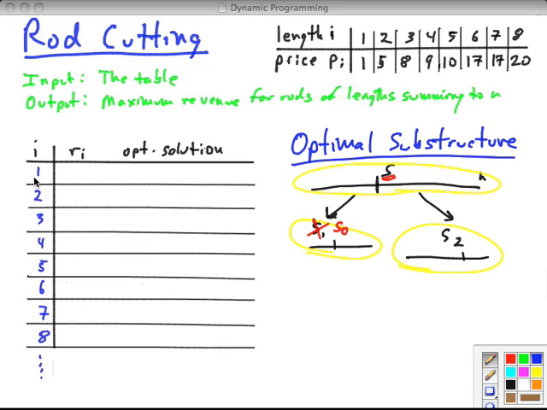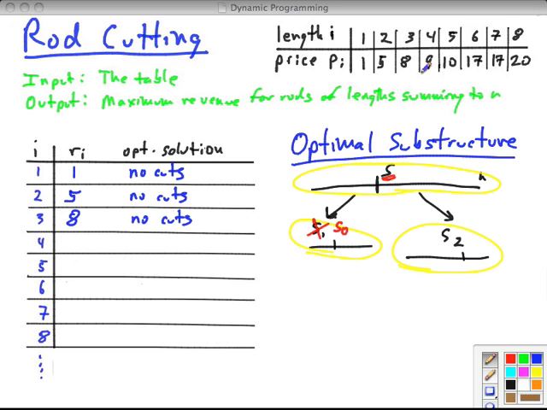Size 1, of course, the revenue we have up here is 1 and there are no cuts. Size 2, we look up here and the revenue is 5, and we can look back in our table here and say if we cut it into 2 ones we get 2. So we're going to leave it at 5 with no cuts. Problem of size 3, if we leave it at size 3 we get an 8. If we split it into a 2 and a 1 we get 6. So that's no good, so let's stick with the 8.